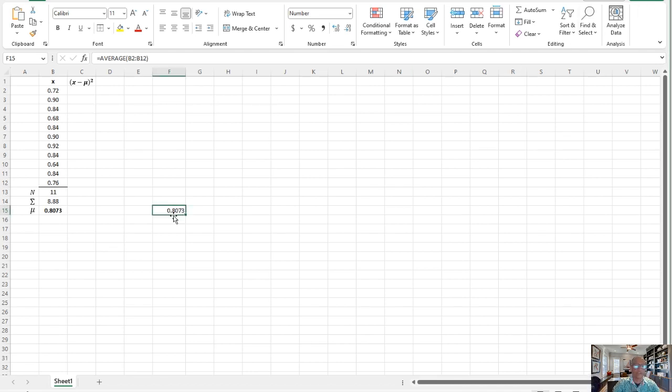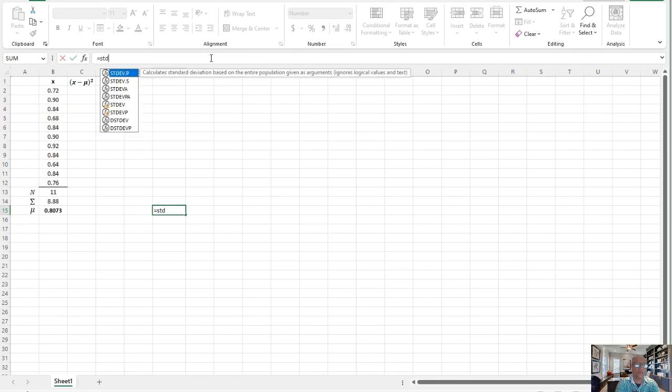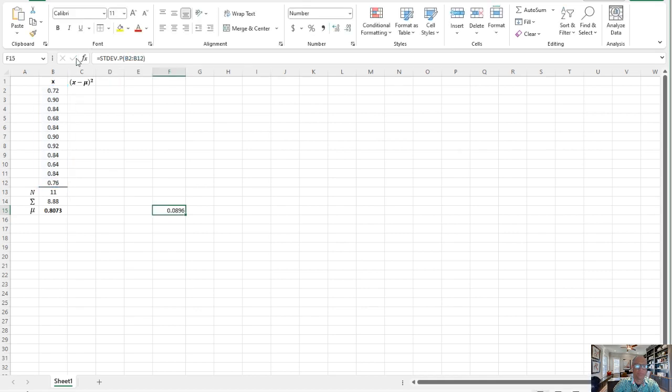To find the standard deviation of these values here, it's as simple as saying STDEV, and of course then we have P and S to choose from. We'll pick P because it's a population, and then it's just these values right here, and we get 0.0896.